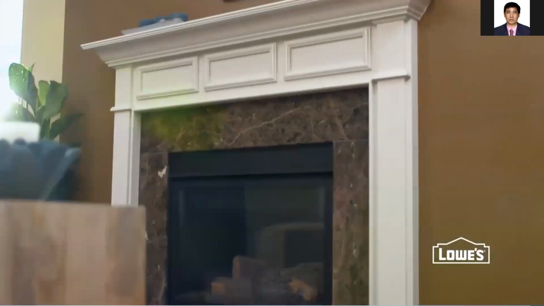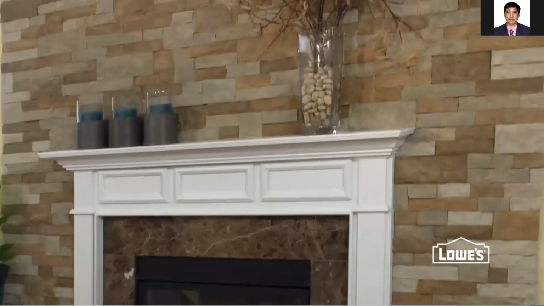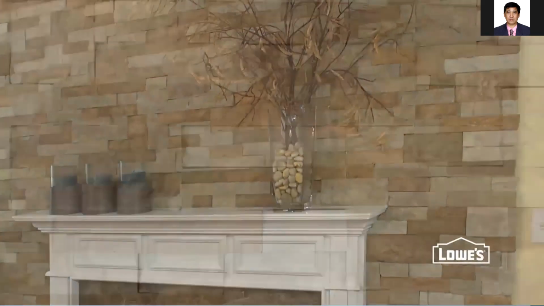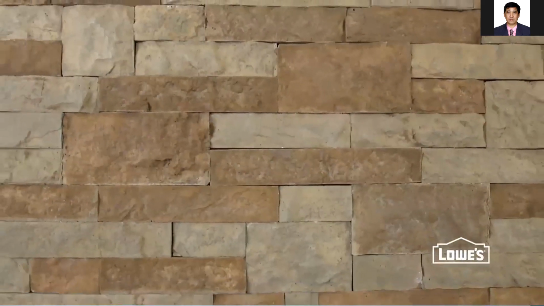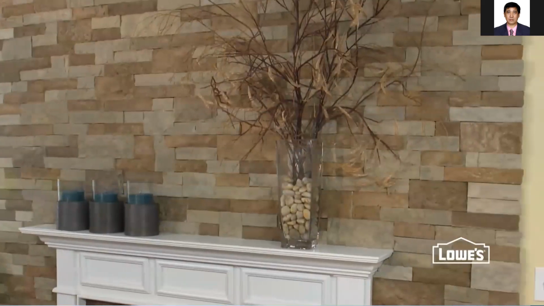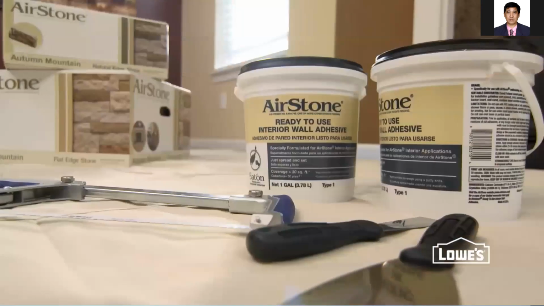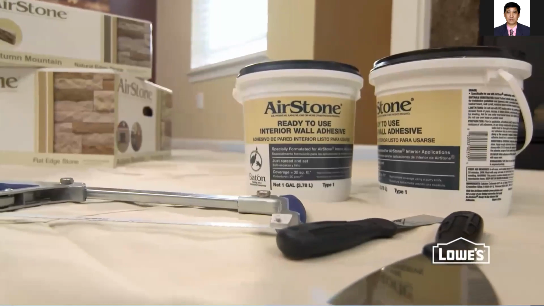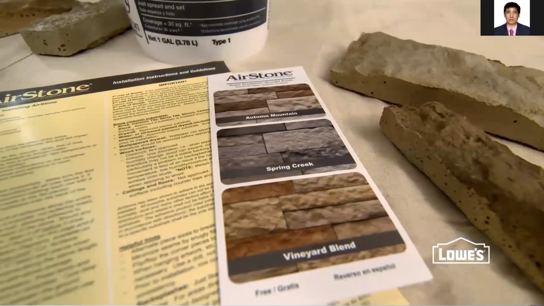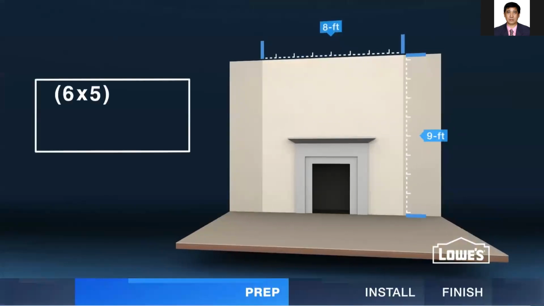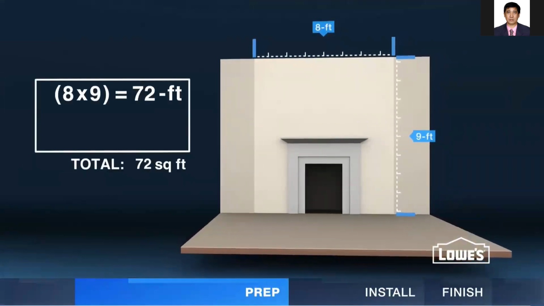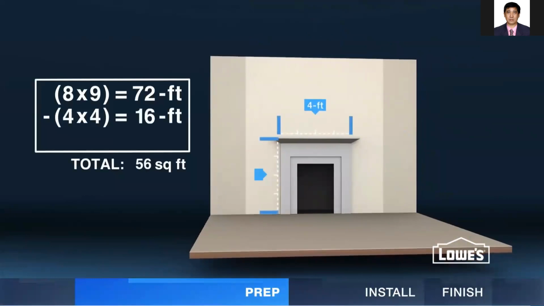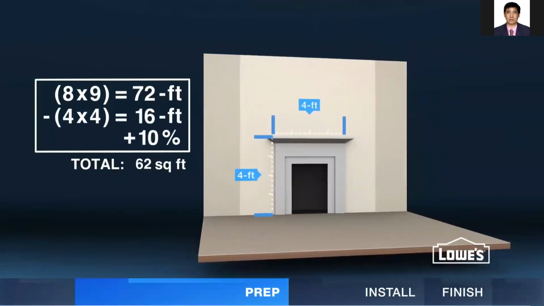Add a decorative accent to almost any wall in your home with the natural look of stone veneer. New engineered stone veneers are lighter and more budget-friendly than traditional stone, and they're easy to install, only requiring a few tools and special adhesive. Follow the manufacturer's directions for your type of stone. Start with prep. Calculate how much stone you'll need by measuring your work area and subtracting areas that won't be covered. Then add 10% for extra.